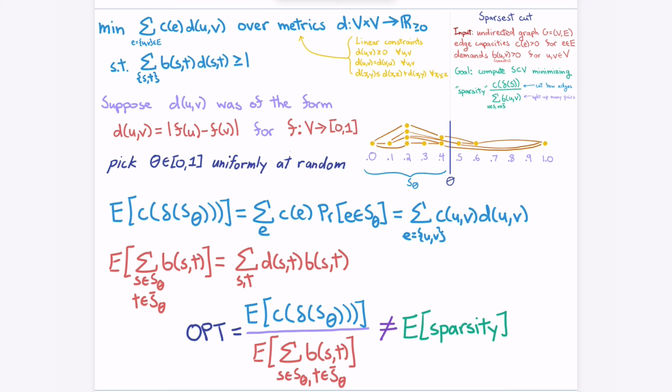But okay, so this is good. The LP opt is equal to these expected values, but we want the expected sparsity. I mean, they're not equal, right? You can't just put an expectation around the whole thing. So how do we deal with this? Basically, fractions are a pain in the butt.